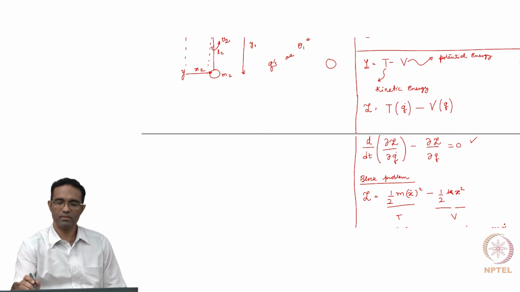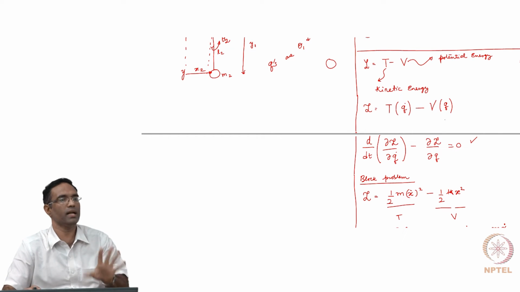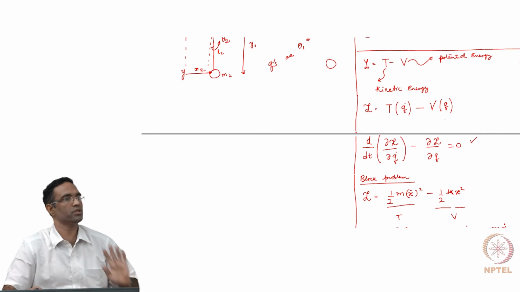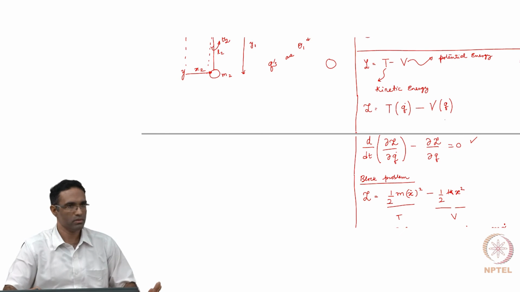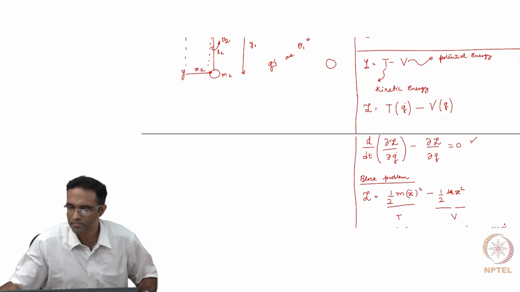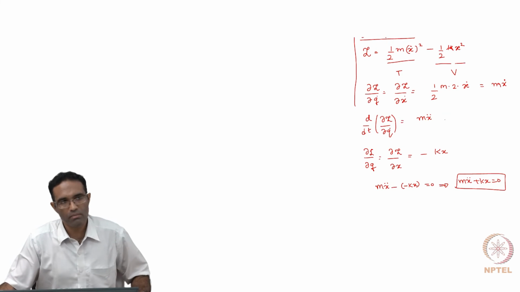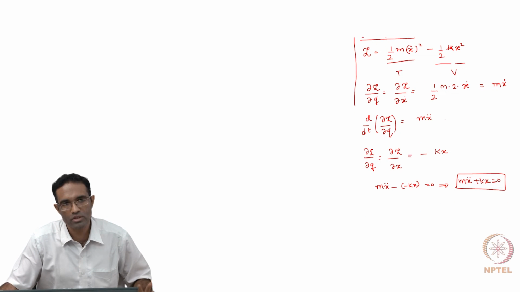And this is not the total energy. T minus V is basically called the Lagrangian, the difference between the kinetic and the potential energy. It's not the total energy. You need to remember that. So this is another method by which you can actually get the equations of motion.